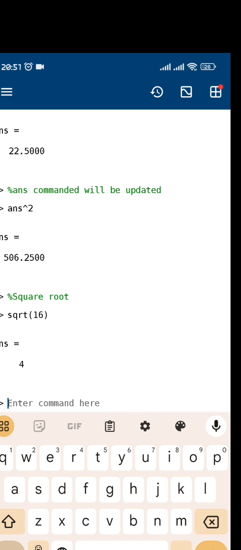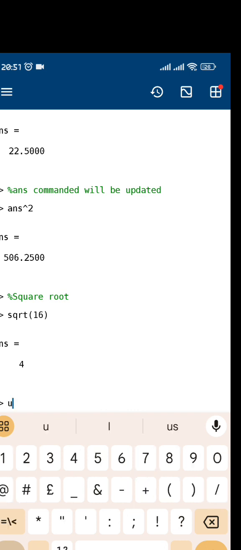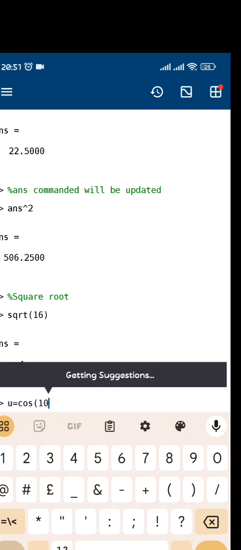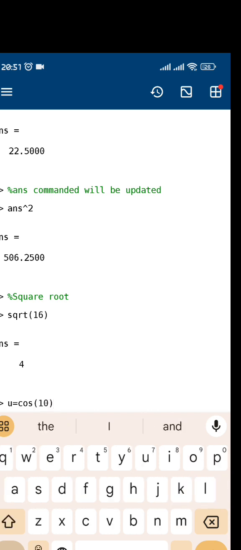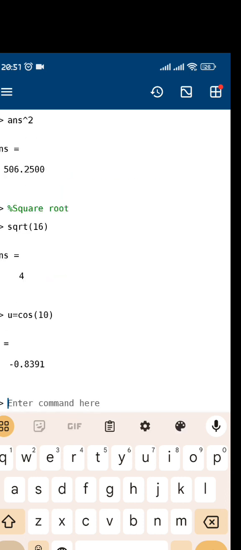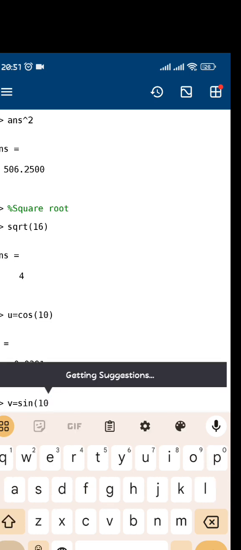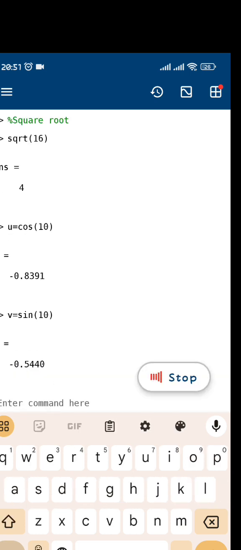Now you can do more complex calculations in it as well, and you can assign the variables of your choice. For example, instead of assigning the variable answer, you can choose any variable by yourself. For example, I am choosing u and I am assigning it a trigonometric function that is cos 10. All right, now if I run it, it will be stored. U is stored in the workspace. And similarly, I am assigning v as sine of 10. And now you have two answers.